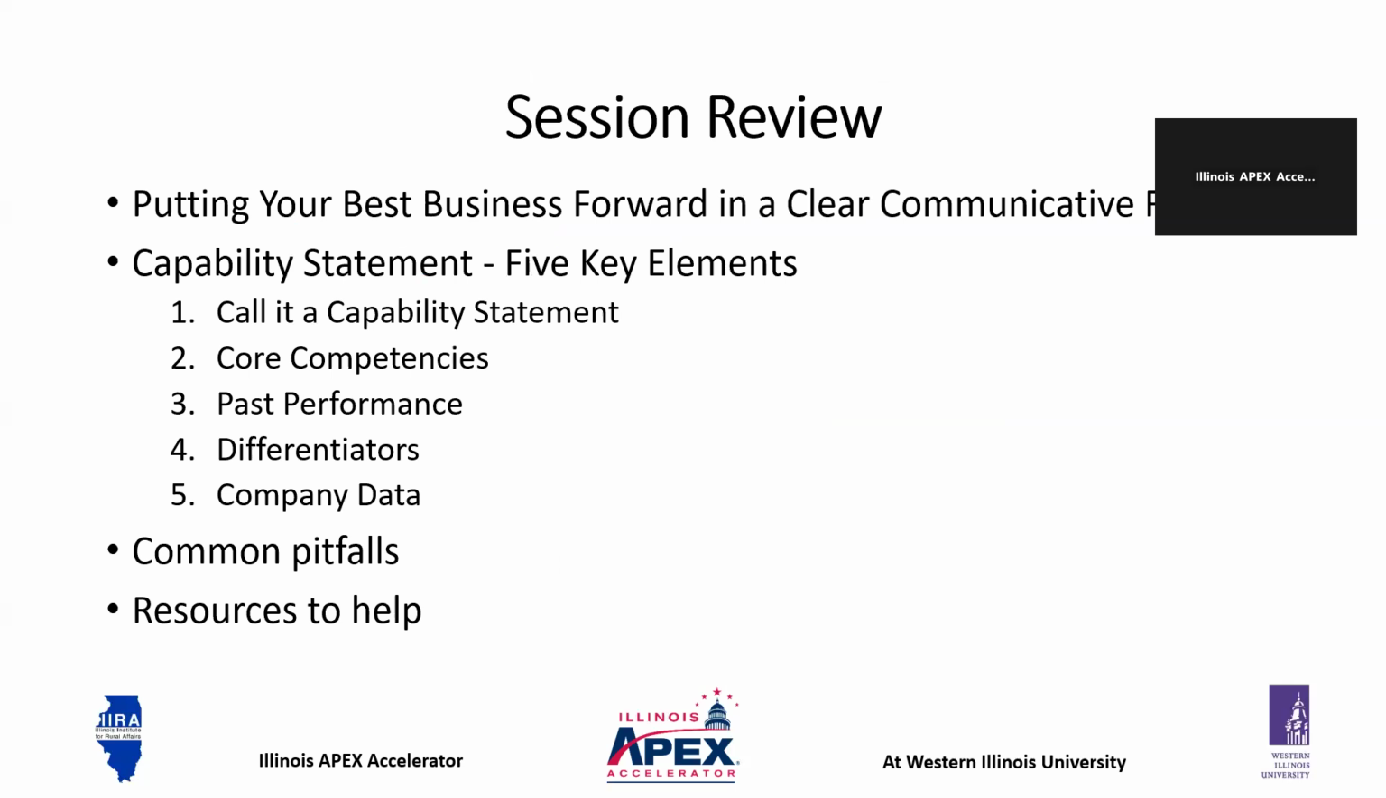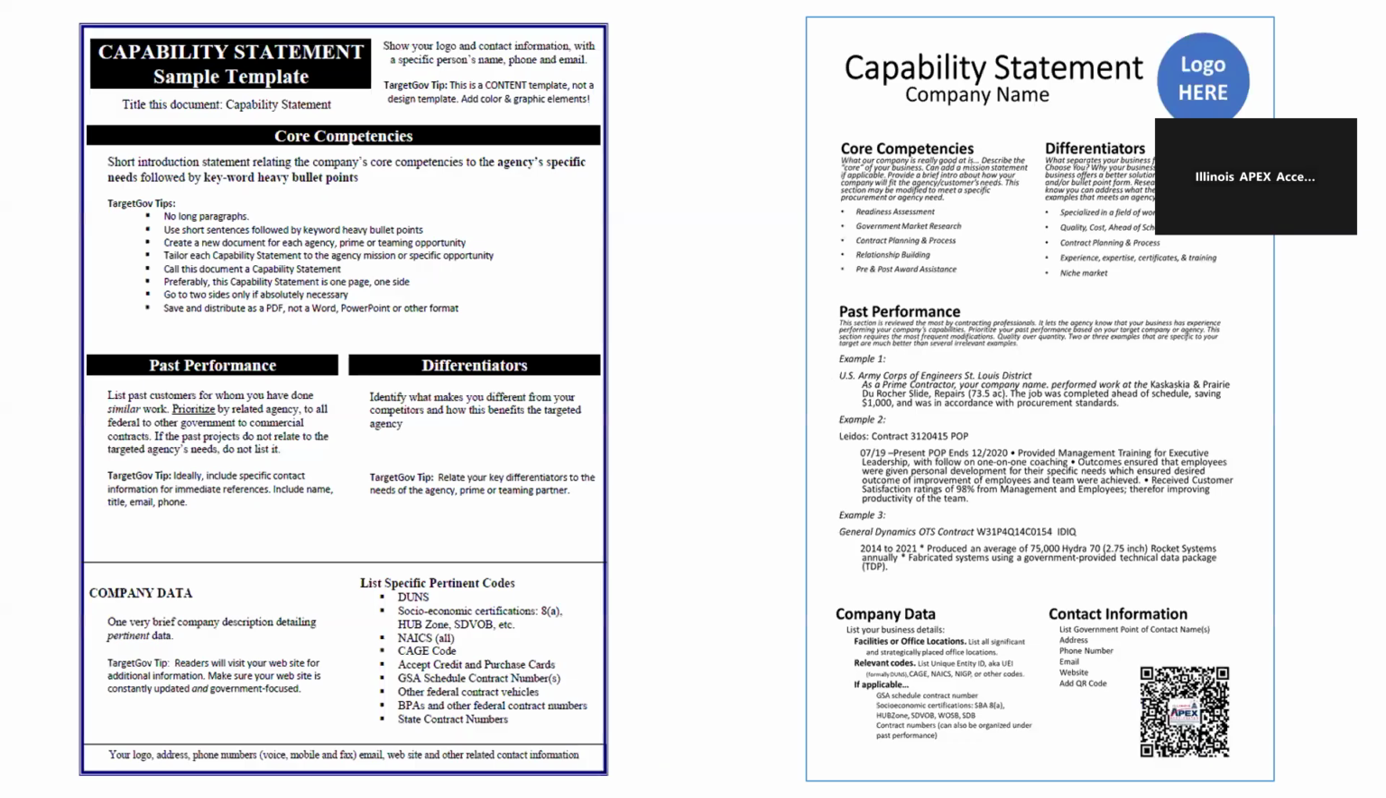Here's a review of our session. We want to make sure that you have a capability statement that puts your best business forward in a clear, concise, communicative fashion. We went over the 5 key elements of a capability statement, ensuring that you title it as capability statement, core competencies, what is the core of your business, past performance, differentiators, and company data. Talked about some common pitfalls and resources to help.